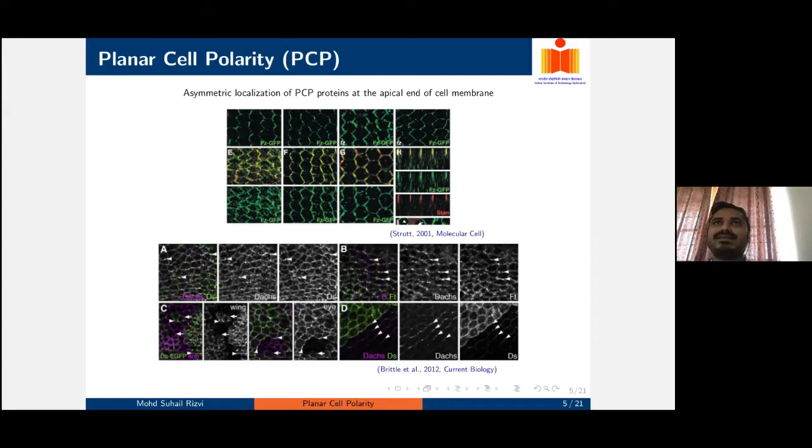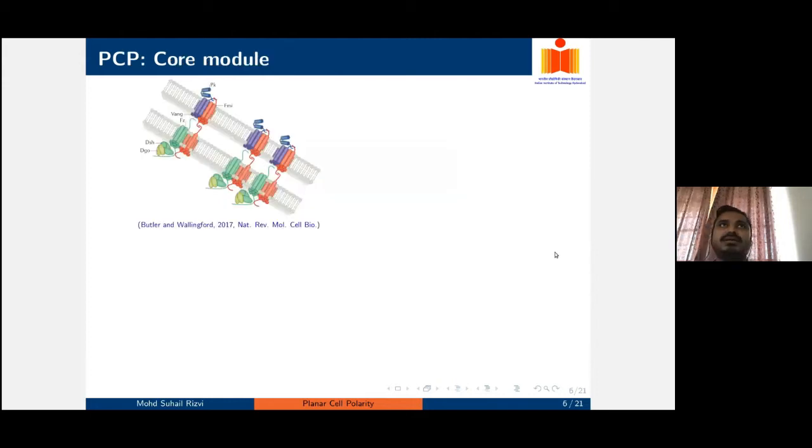So how does this asymmetric distribution of these planar cell polarity proteins take place? This particular system of proteins which regulate the planar cell polarity has been under study for quite some time now, especially from the experimental point of view. There is quite detailed information available now, but there are still some open questions. This particular schematic shows the membrane of two neighboring cells.